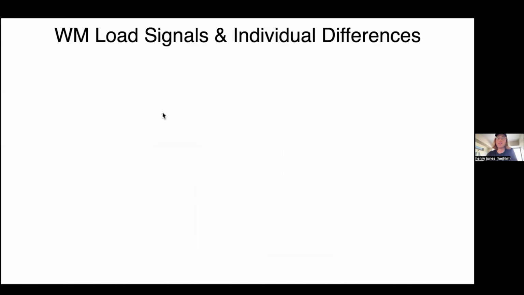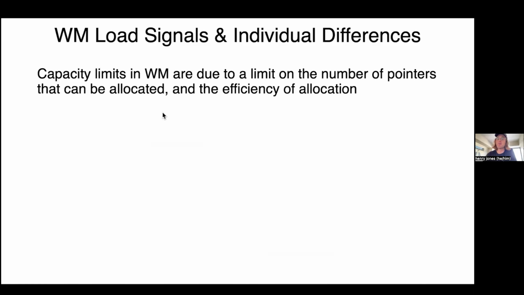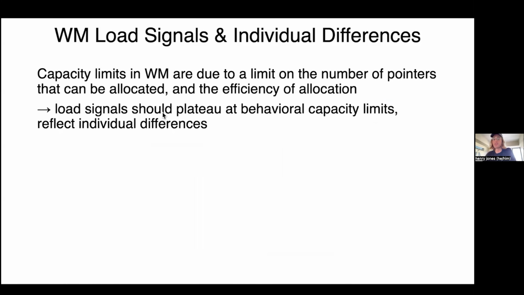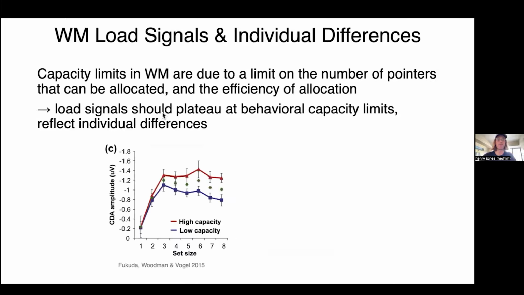Now, the idea is that capacity limits in working memory are due to us only having a limited number of pointers that we can allocate, and that individual differences may be driven by differences in our ability to allocate them. This leads to the prediction that working memory load signals should plateau at behavioral capacity limits and that they should reflect individual differences. This has been shown before, particularly in work by Kei Fukuda, who found that the CDA did in fact peak at around 3 items.